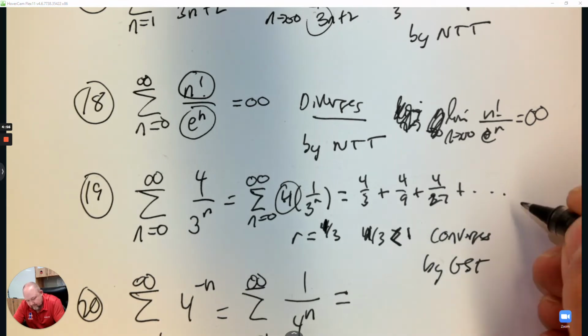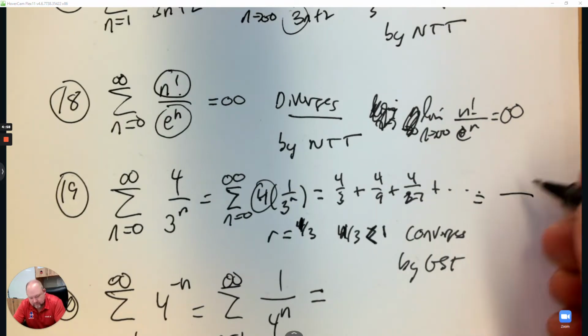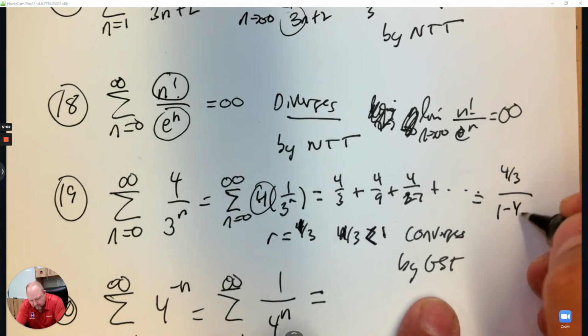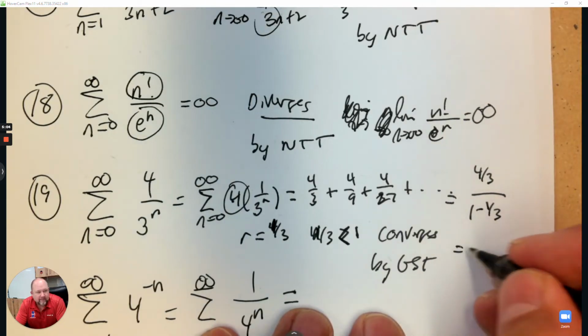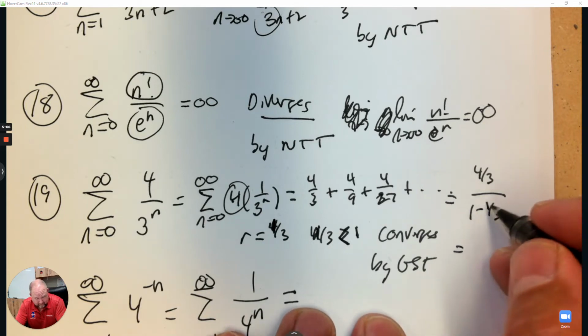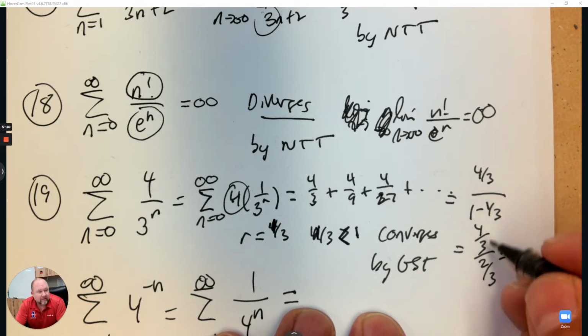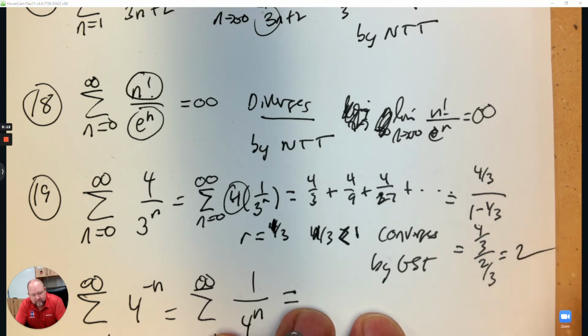And then the answer: the first term, which is 4/3, and then 1 minus 1/3. Get common denominators, 3 over 3, so 3 take away 1. And then the 3's divide out, and 4 divided by 2 is 2.